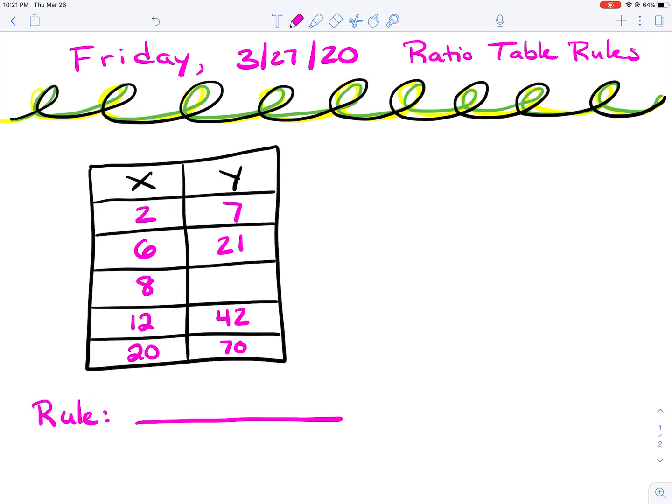So we have a ratio table here, and on this ratio table, we've got to figure out, one, what is the missing number that goes in this spot, and two, what's the rule of this table? So pause the video right now and see if you can figure out what that missing number is.